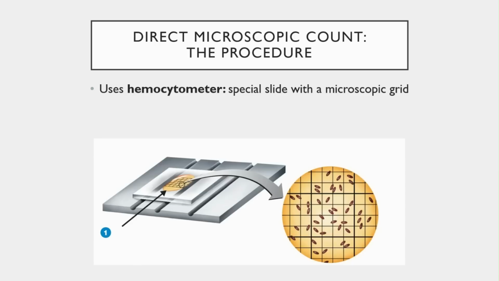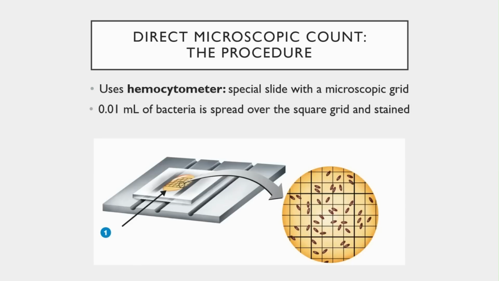In this example here, we can see that there's the bottom of the slide piece, this right here, and then you put a little glass slide over the top, and you add a solution here. Then it gets absorbed and wicked over under the cover slide, and it'll hold about 0.01 milliliters of bacteria over all of these grids.